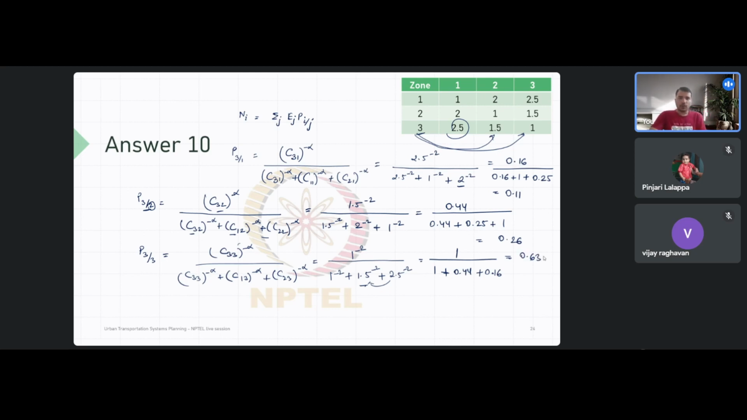So now we need the number of trips for zone 3. Let's do it. So M3 will be equal to E1 P31, E2 P32, E3 P33.